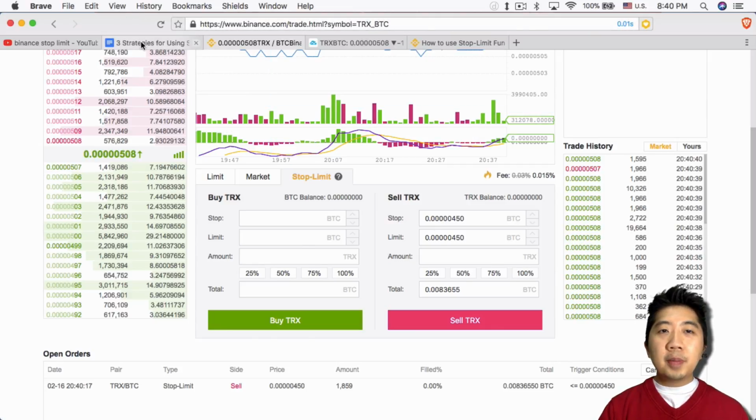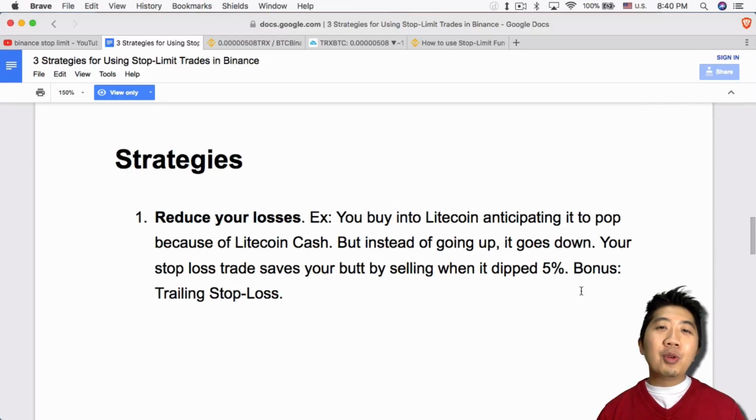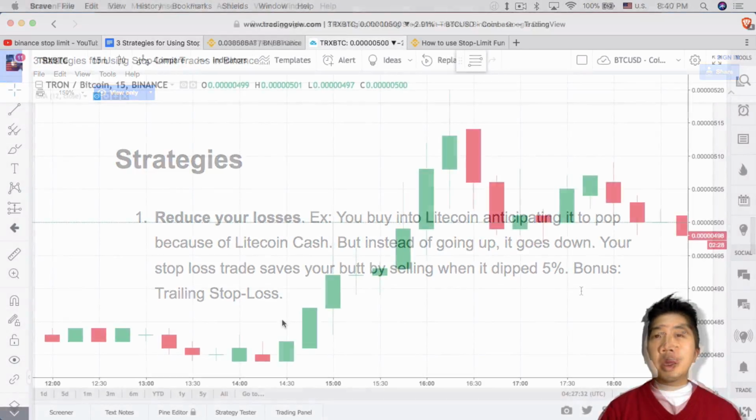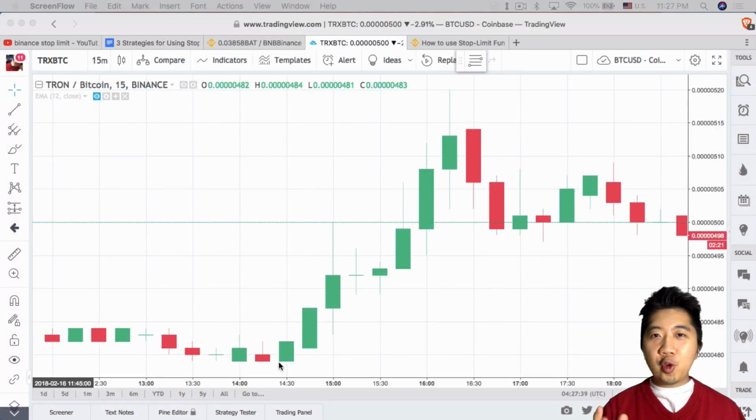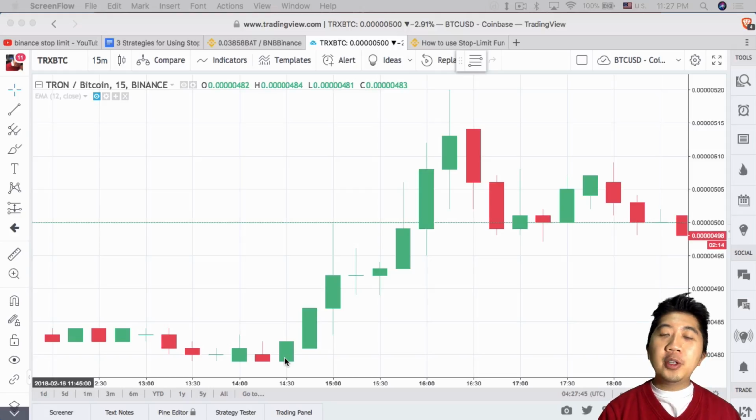Let's go on to the bonus fact of it. The bonus was a trailing stop loss. So what does it mean when people say a trailing stop loss? I'm going to show you a chart right here. It's for Tron again, just to make it easy for you guys. So you can see that, let's say you bought Tron at 480 Satoshis, right around here, okay? And then what you do is, again, you immediately place a stop loss. So you would put a stop at 450 or something like that, for example.